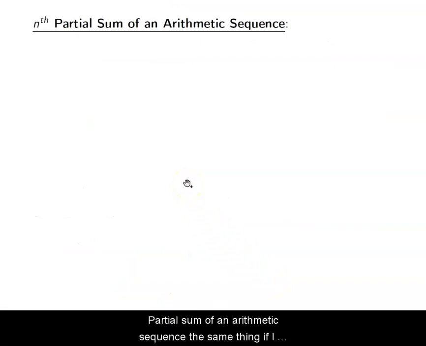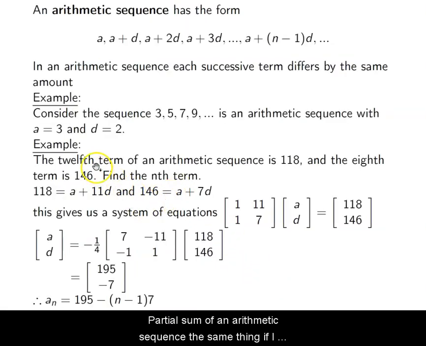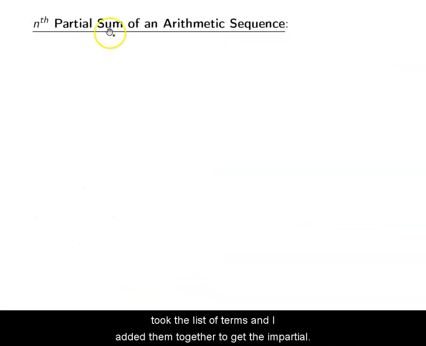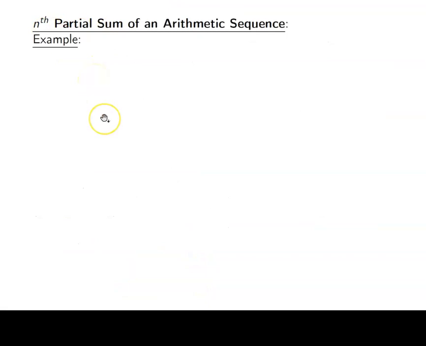Now the nth partial sum of an arithmetic sequence. Same thing: if I took the list of terms and I added them together to get the nth partial sum, can we find a formula for this? Okay, so the nice thing is that arithmetic sequences follow a very nice pattern.